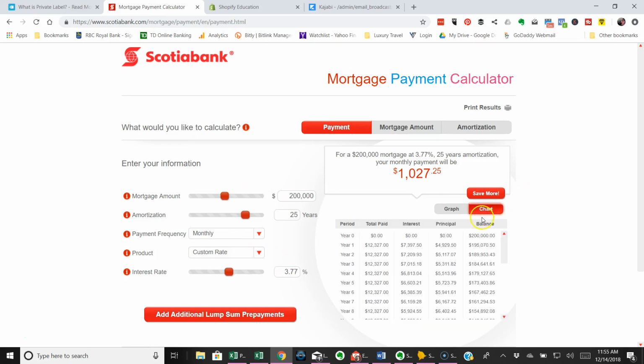And it's going to give us the results, and we're going to go over here and click chart. And here's where it breaks down what is being paid. As you can see, a portion of your mortgage payment goes to paying the interest, the cost to borrow from the bank, which was 3.77%. And a portion goes to the principal, the $200,000 mortgage, which was the amount that the investor was borrowing.